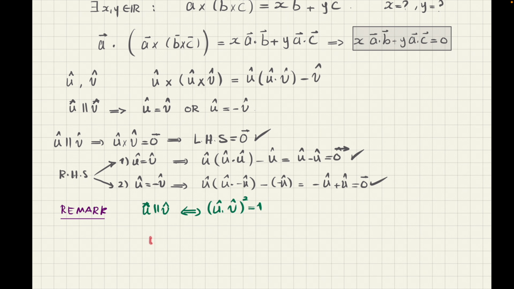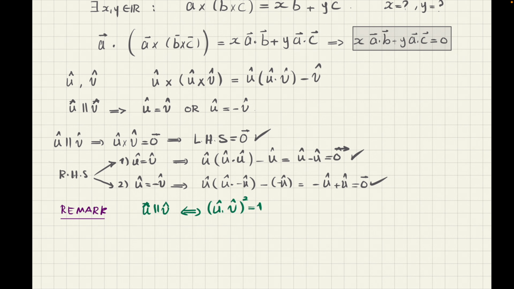Then u dot v becomes the norm of u, which is 1, multiplied by the norm of v, which is 1, multiplied by cosine of theta, which is cosine of 0 or pi. Cosine of 0 is 1, cosine of pi is minus 1, so it becomes plus or minus 1. So u dot v is plus or minus 1, and if I square it, it becomes 1. On the other hand, if u dot v is equal to plus or minus 1, then cosine theta is plus or minus 1, so theta is 0 or pi. In any case, they are parallel.